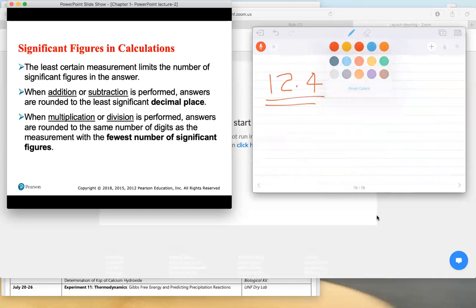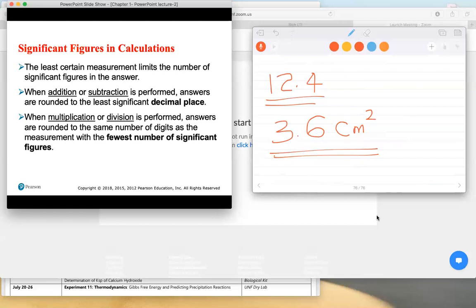The other one didn't have units, so this will be 3.6 centimeters squared. That's what you do for division as well. So pay attention to the rules for addition, subtraction, multiplication, and division. I've seen students switching the rules, applying the multiplication and division rule to addition and subtraction and vice versa.